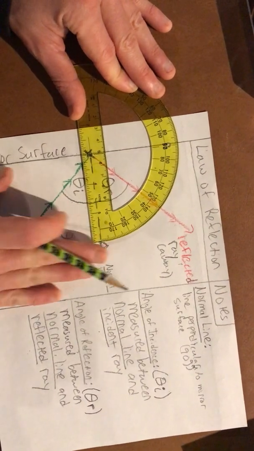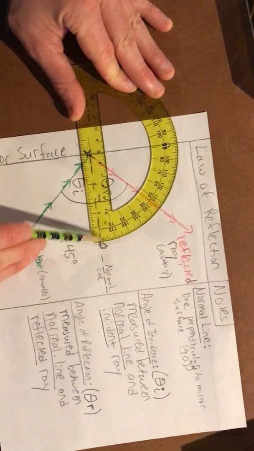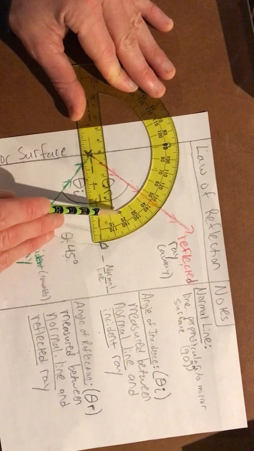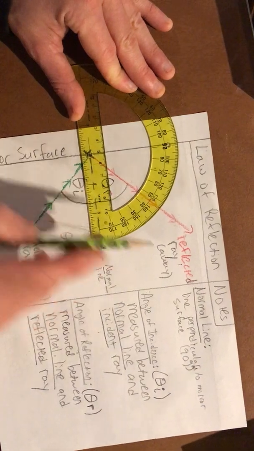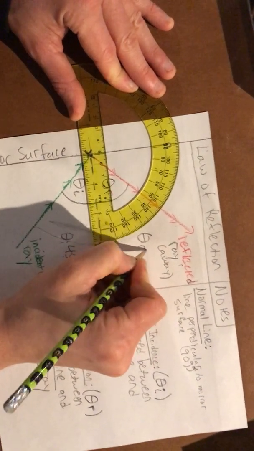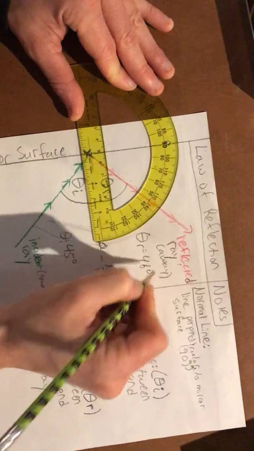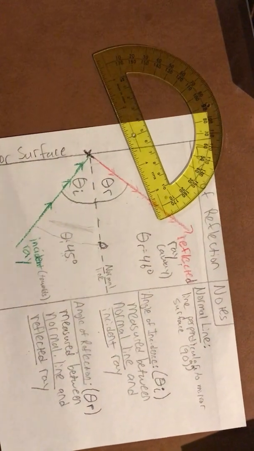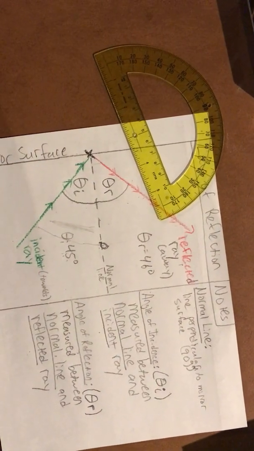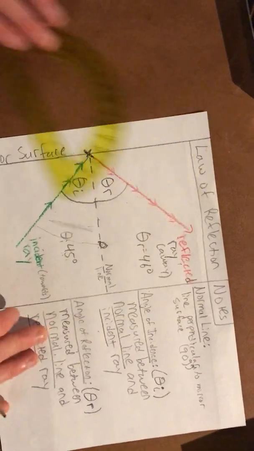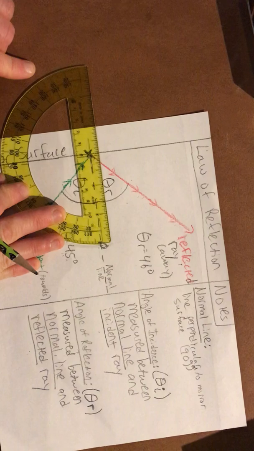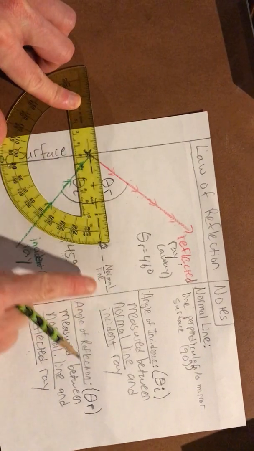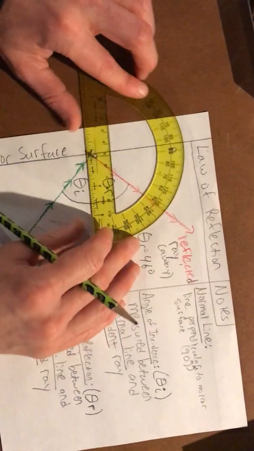Now let me try to do it and see what I get. 0, 10, 20, 30, 40. Oop, looks like 46 that time. Pretty close. Pretty close. My theta I and theta R, not without some errors, right? But those two angles should be pretty equal. You measure one like this. All right, crosshairs on the normal line. And then you measure the other like this, okay?